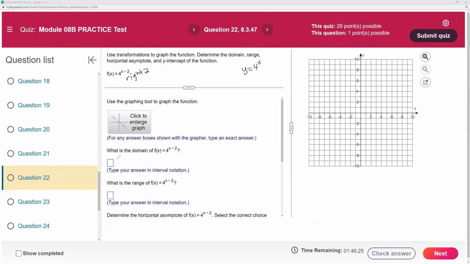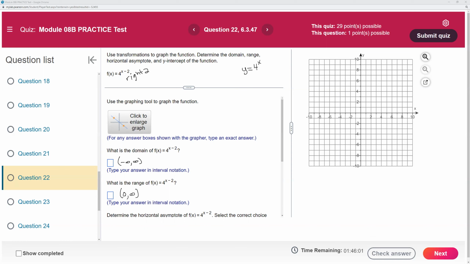Domain, let's go ahead and get that out of the way. Exponential functions are always negative infinity to infinity. The range has to do with if we shift it up or down, because usually it's 0 to infinity as long as we have not shifted up or down. We did not shift up or down, so this will still be 0 to infinity. So if we had shifted down 2, we would be at -2 to infinity. If we shifted up 3, we'd be at +3 to infinity.